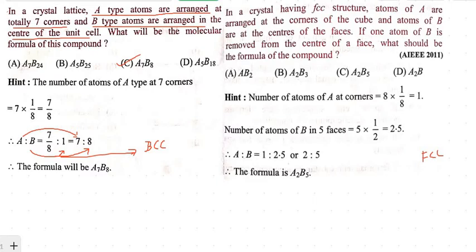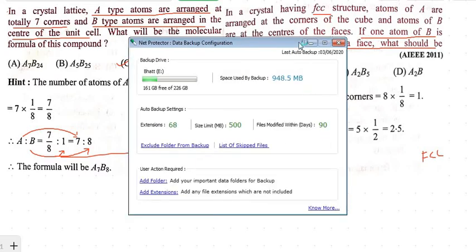In a crystal having FCC structure, they have previously defined. Otherwise you can identify the pattern of the crystal by reading the question. Atoms of A are arranged at the corners of the cube, and atoms of B are arranged at the center of the faces. Now they have not defined. They say if one atom of B is removed from the center of the face, what should be the formula of the compound?